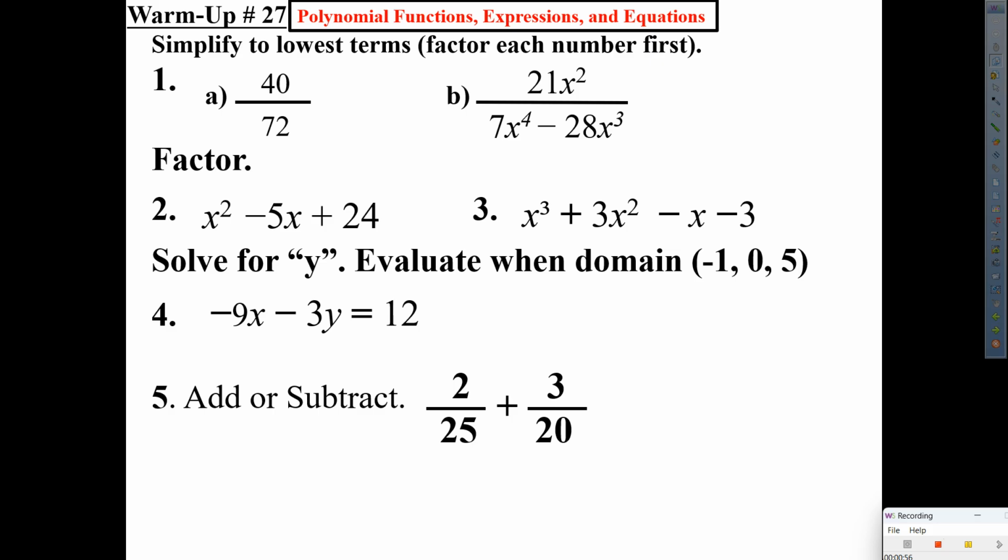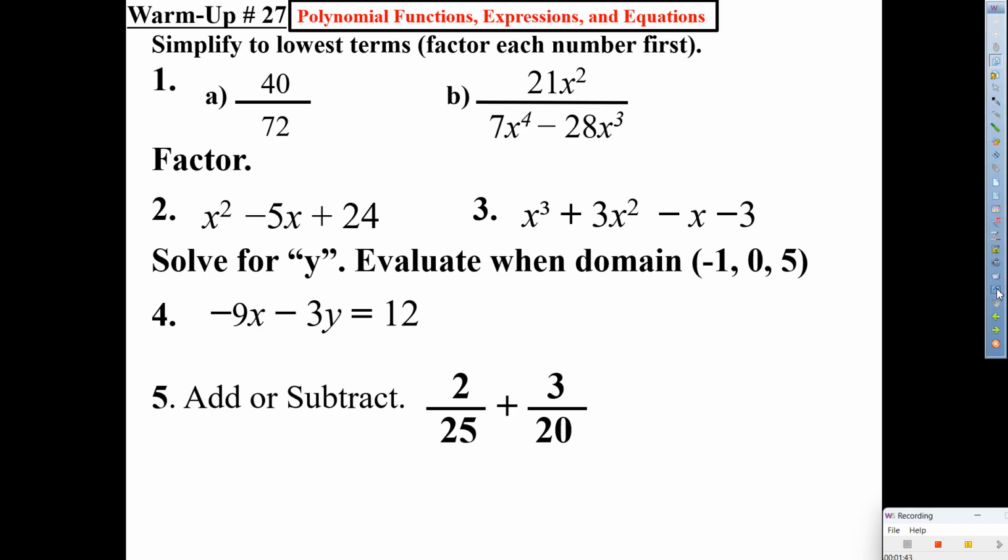Number four, it says solve for y and evaluate with the domain negative 1, 0, and 5. I'm going to go over that one. And number five, add or subtract. By now, you should know how to do that because that's elementary stuff, but I'll go over it with my process. So, copy that, please. As you're finishing numbers 2, 3, and 5, let me go over number 1, 1A, 1B.